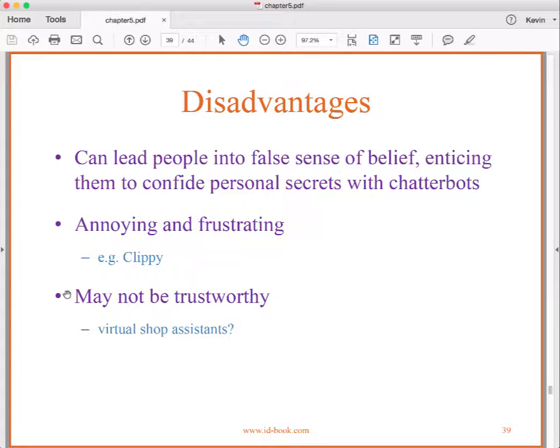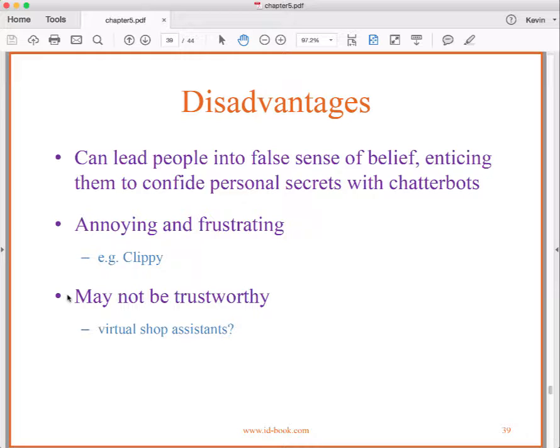Disadvantages. It can lead people into a false sense of belief, enticing them to confide personal secrets with chatbots. Right? So if you create a chatbot that's seductive enough, you might get people to reveal secrets that they wouldn't have if they knew they were revealing them to a chatbot.